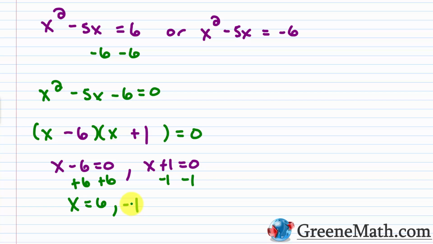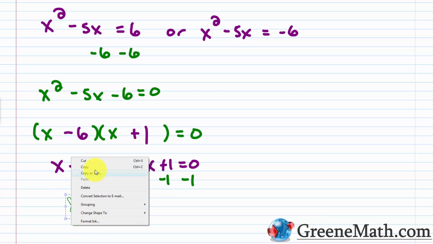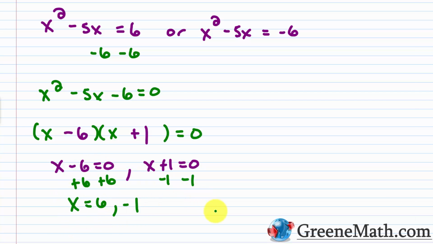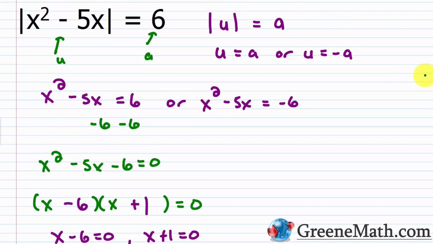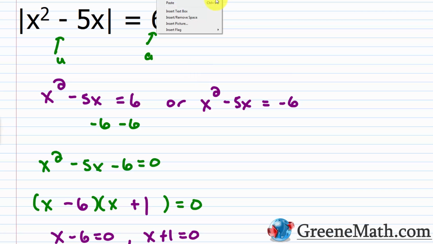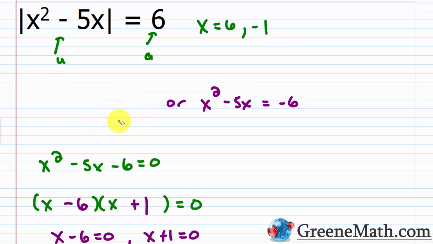So let me copy this because this is going to get a little bit too busy. And let me come back up here for a second. And I'm just going to erase this. We already know the rule. And I'll just paste this in here. So those are two solutions. I'm going to go ahead and get rid of this whole branch. We don't need it anymore.